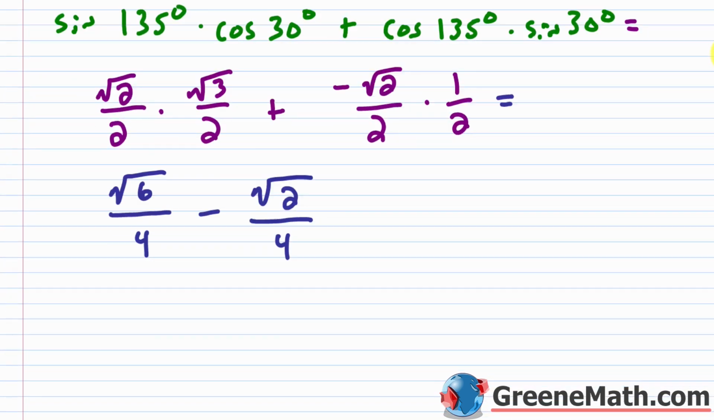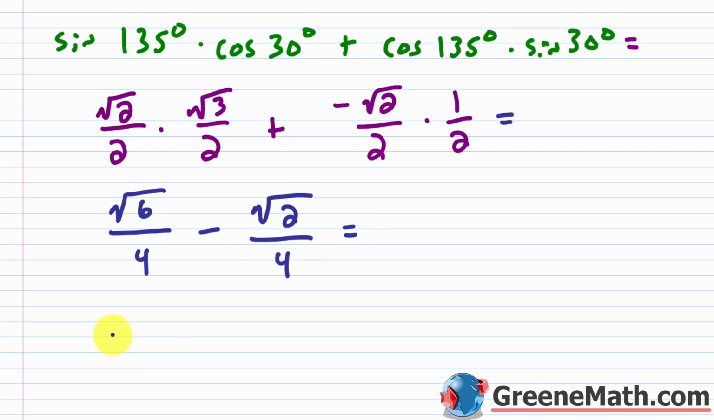So I'm just going to come down here, get some room going, and I'll just say that this is the square root of 6 minus the square root of 2 all over the common denominator of 4. Okay, so this is the exact value of the sine of 165 degrees.